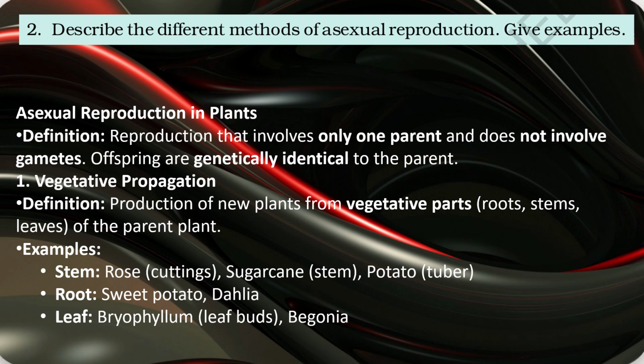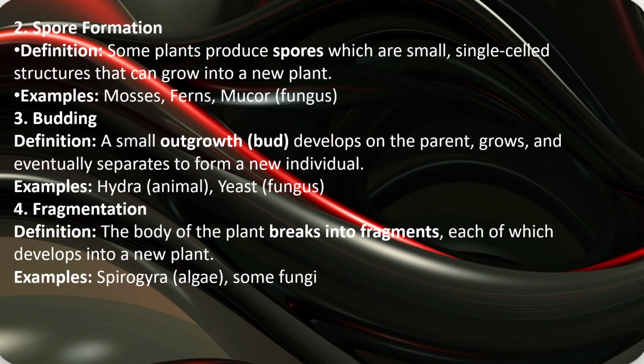Examples: stem, rose cuttings, sugarcane stem; potato tuber; root, sweet potato, dahlia; leaf, bryophyllum leaf buds, begonia. 2. Spore formation. Definition: some plants produce spores, which are small, single-celled structures that can grow into a new plant. Examples: mosses, ferns, mucor fungus.